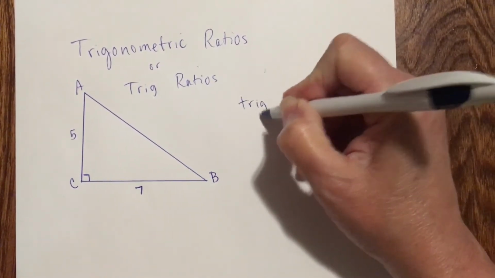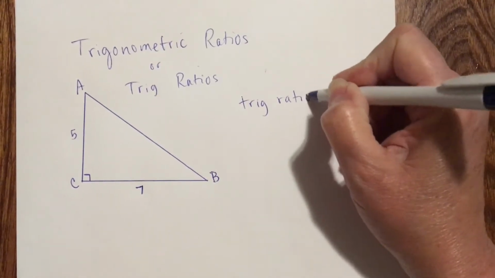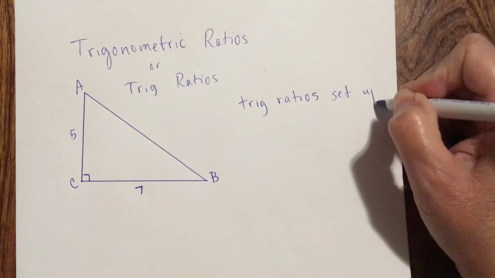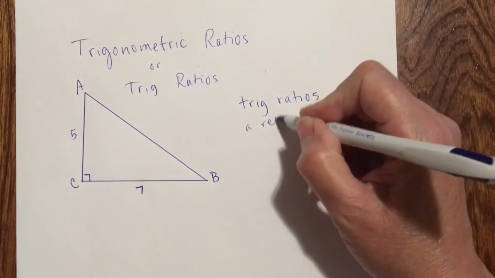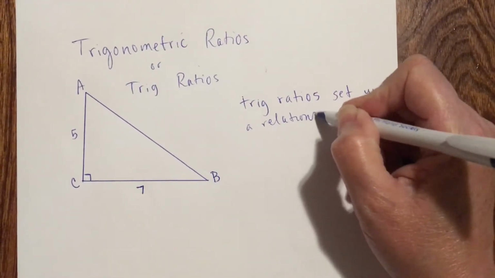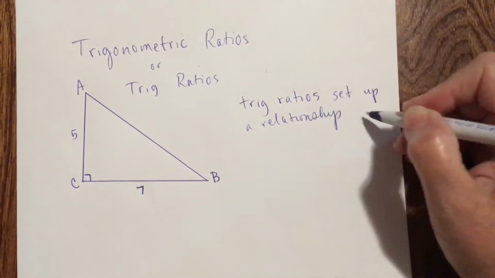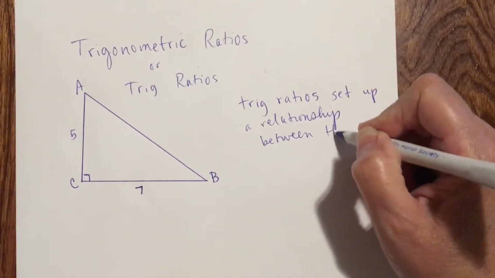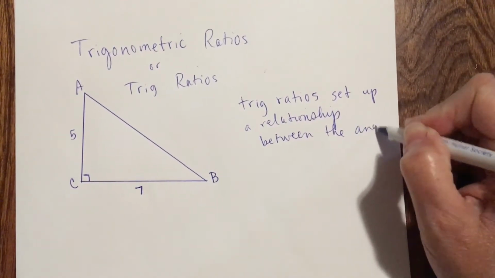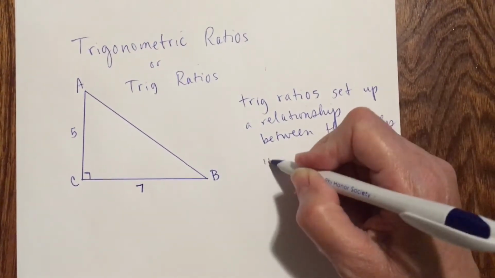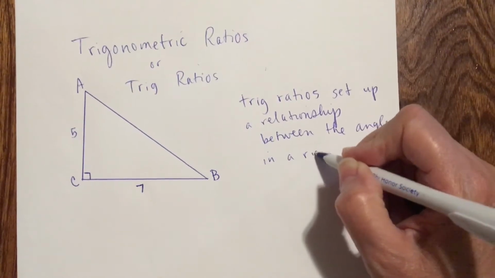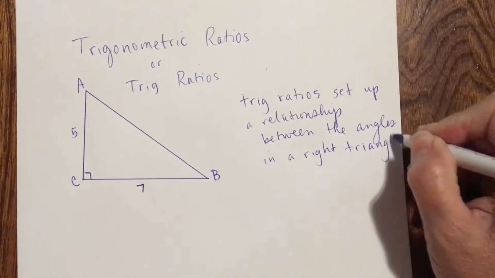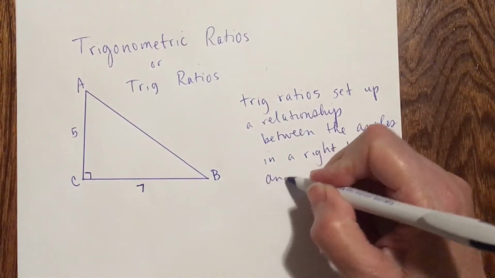So I'm going to write that. The trig ratios set up a relationship between the angles in a right triangle and the sides.